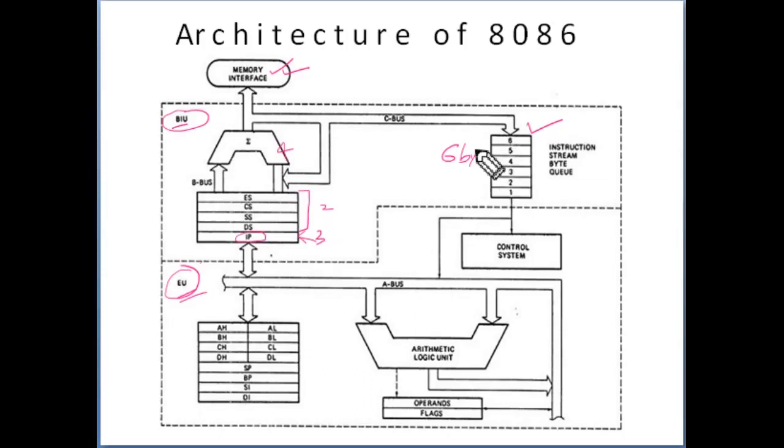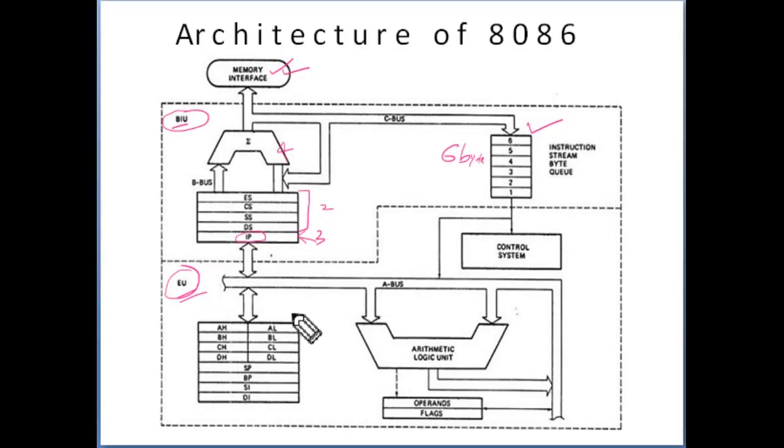Let's say your execution unit wants to do some work. To access any instruction or any data, it instructs the bus interface unit to bring the data from memory. After the bus interface unit brings the data from memory, it supplies it to the execution unit. Once the execution unit gets the data, it will start its work. Then what will happen?